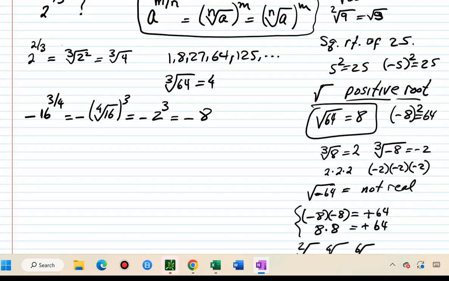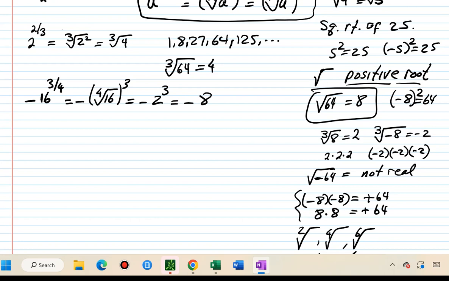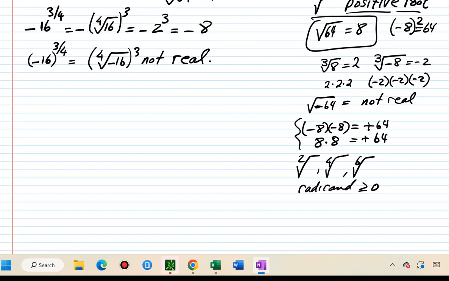Now, if the number was in parentheses, it would have a whole different meaning, wouldn't it? Look at this one, negative 16 in parentheses to the 3/4. Now, that's going to be the 4th root of negative 16 cubed, right? And this time, because the index is even, the radicand cannot be negative, so this is not real. It means I cannot think of a real number times itself 4 times that becomes negative. Okay. And so that's how we convert from one form to another.